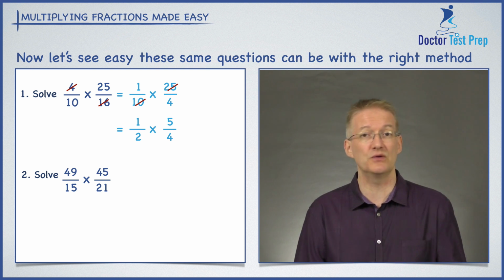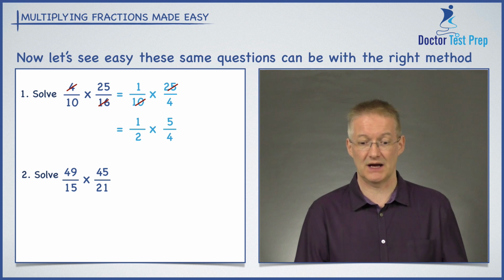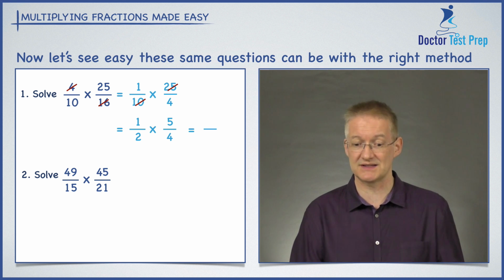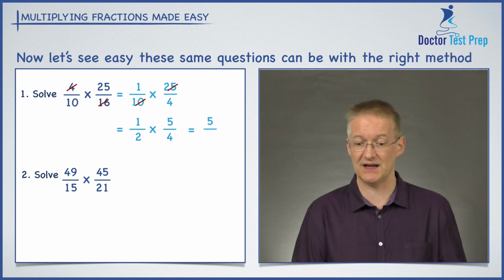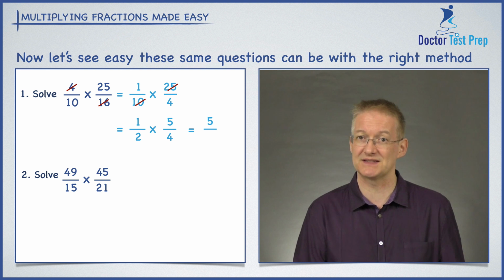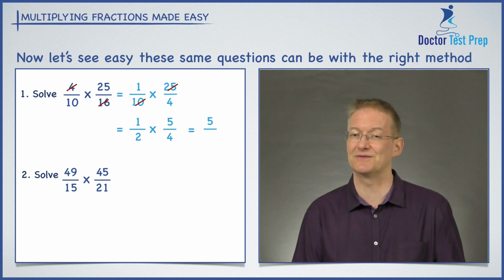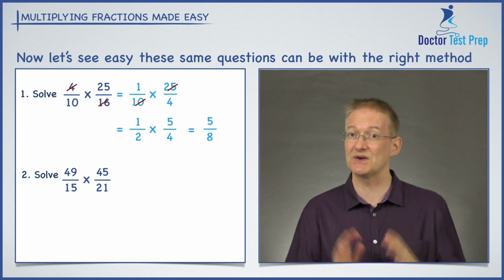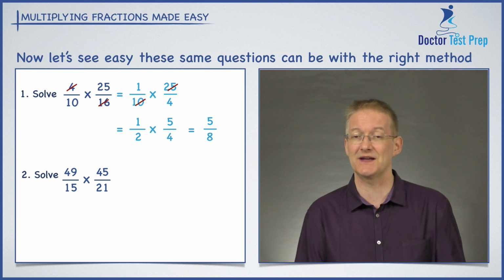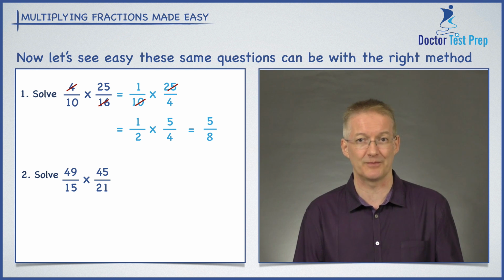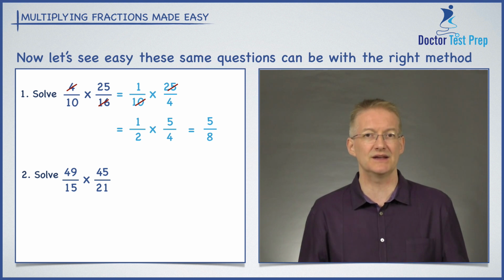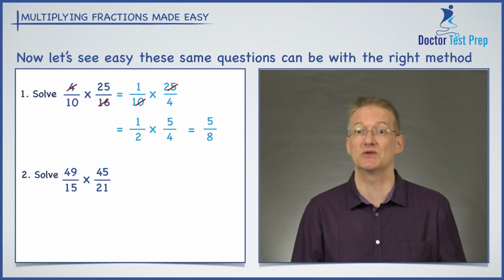Now there's nothing that will reduce any further here. So I simply multiply the numerators together. So 1 times 5 is 5, and then I multiply the denominators together and get 2 times 4 is 8. So we get the same answer I got before, 5/8, but in a very simple way. So the key here is to reduce the fraction before you multiply. It makes things so much easier.